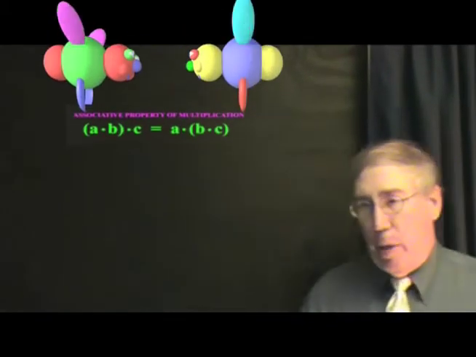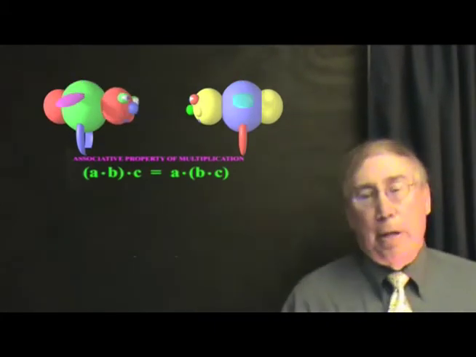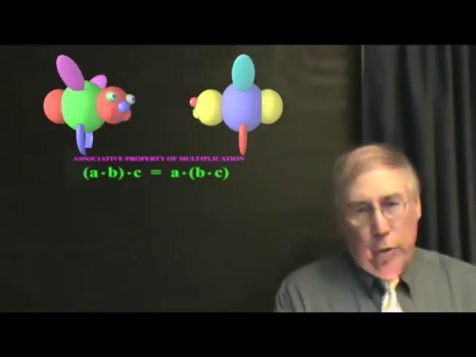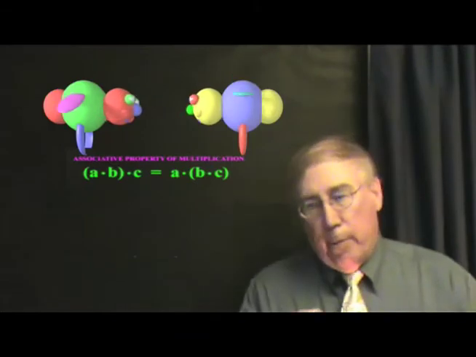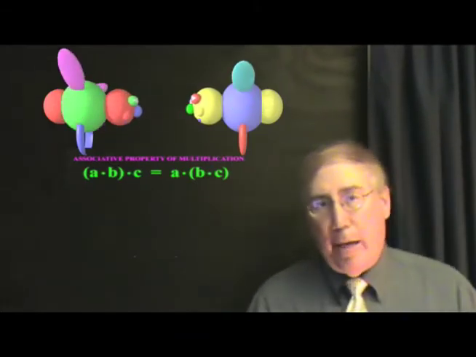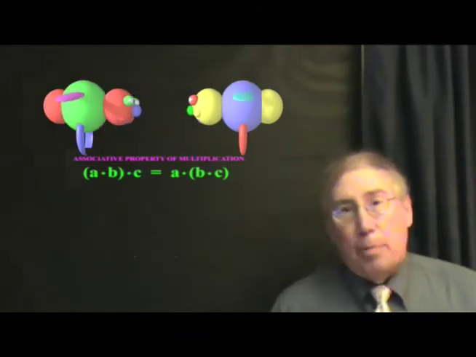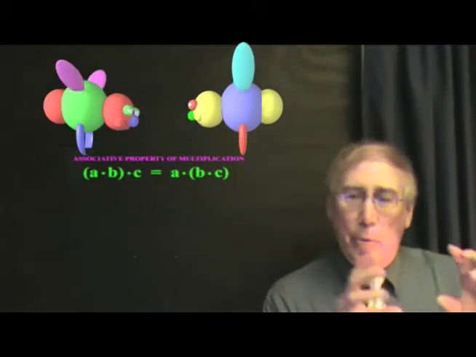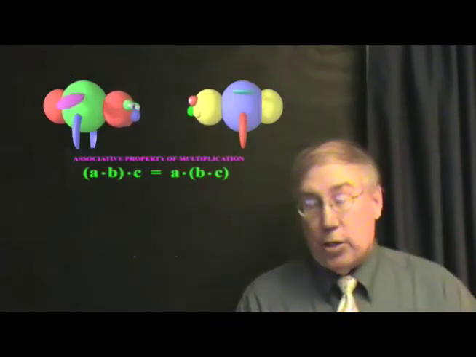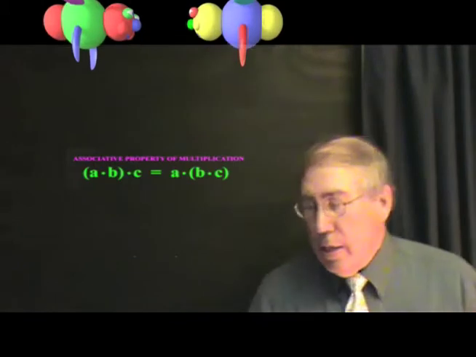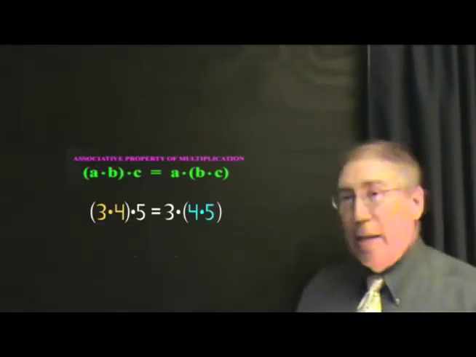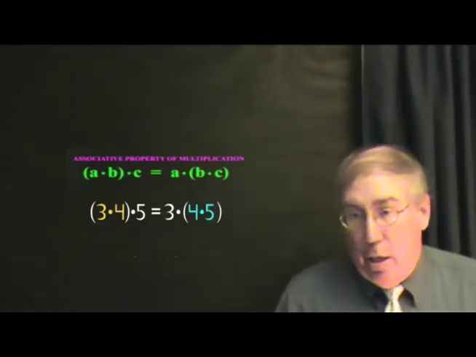Here comes our next property, the associative property of multiplication. We have the same numbers on both sides, 3 numbers multiplied times each other, but we're grouping them differently. And remember, we should always do what's in the parentheses first. So let's look at a specific example in this case here.